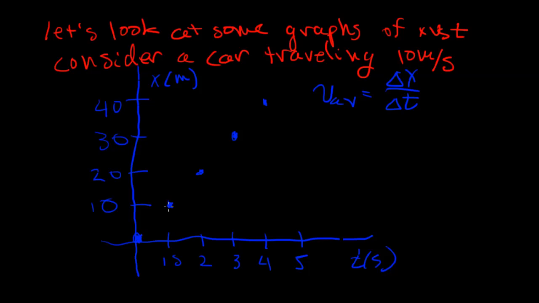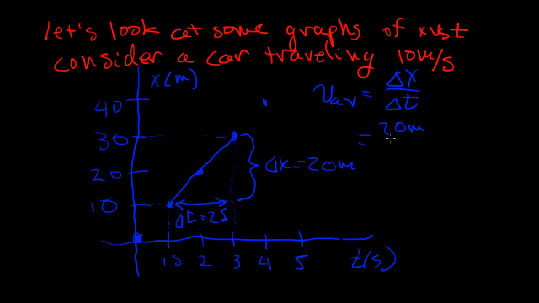Let's consider these two positions: where it is at 1 second versus where it is at 3 seconds. At 1 second, it's at 10 meters. At 3 seconds, it's at 30 meters. And so I can say its delta x is just 20 meters, and its delta t here is 2 seconds, because this distance here is the delta t. And so the average velocity, which is delta x divided by delta t, is just the slope of this line. That's equal to 20 meters divided by 2 seconds, or the average velocity is equal to 10 meters per second. And so on any position versus time graph, the slope is the velocity.